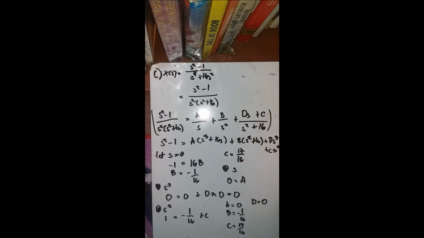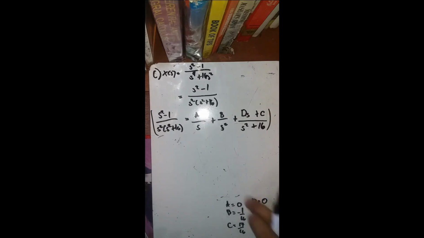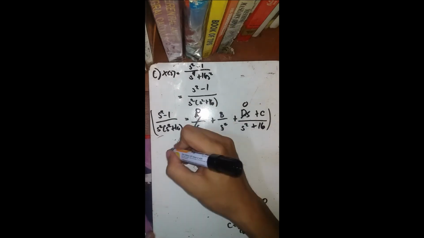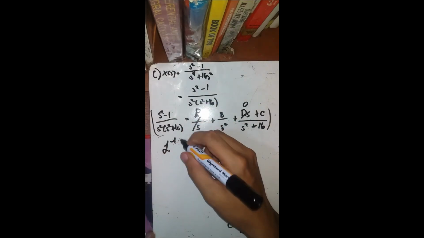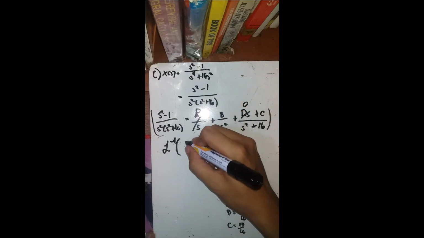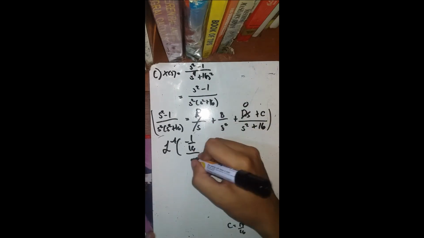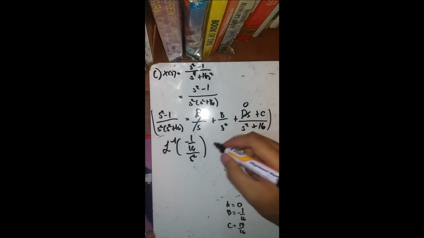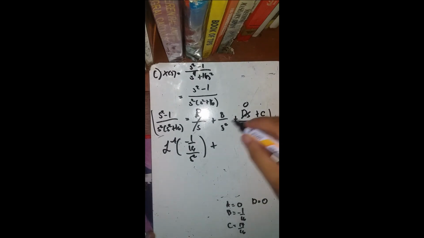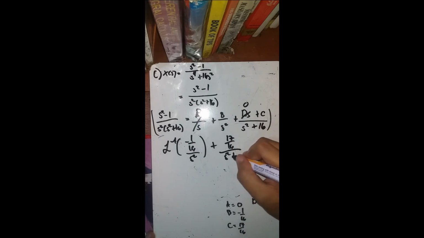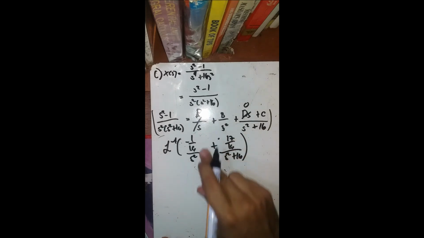So we're going to plug it in. Since a is 0, this cancels out. The d's cancel out, so 0, 0. What's left here is the inverse Laplace of negative 1 over 16 all over s squared, plus c, which is 17 over 16, all over s squared plus 16. Let me put it in a big parenthesis.